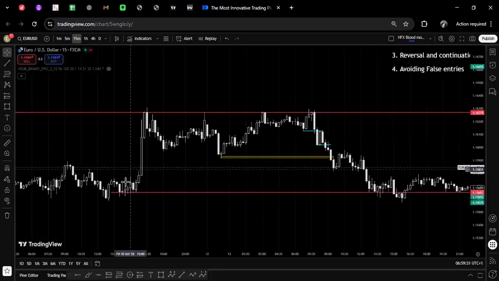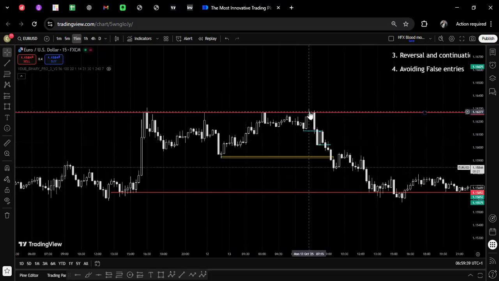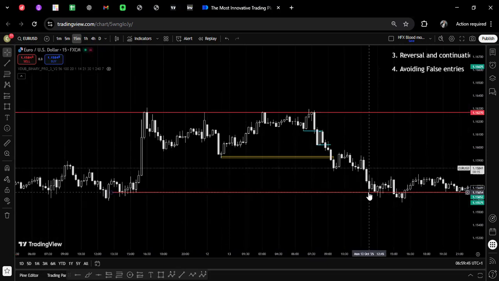Based on what you already marked up here, you have like 2 entries on this particular pair, right? You have a sell when the market gets here, and you have a buy when the market gets here. You set them and you're out. 2 trades, right? If they go in your favor, you come back at the end of the day, you see your 2 wins.